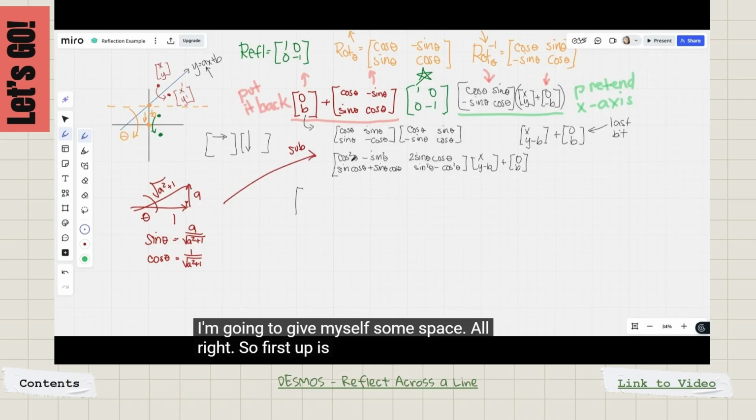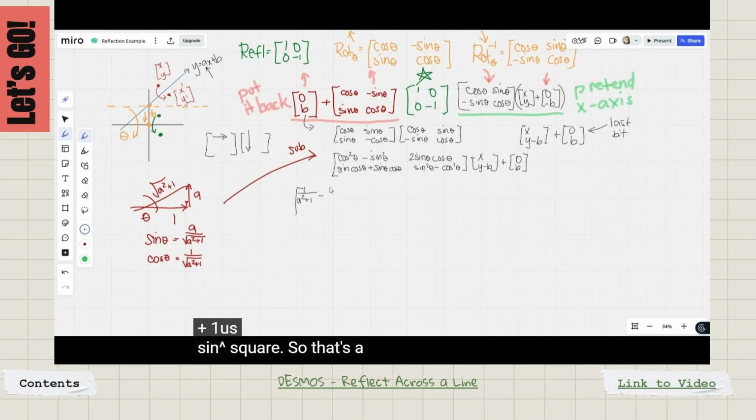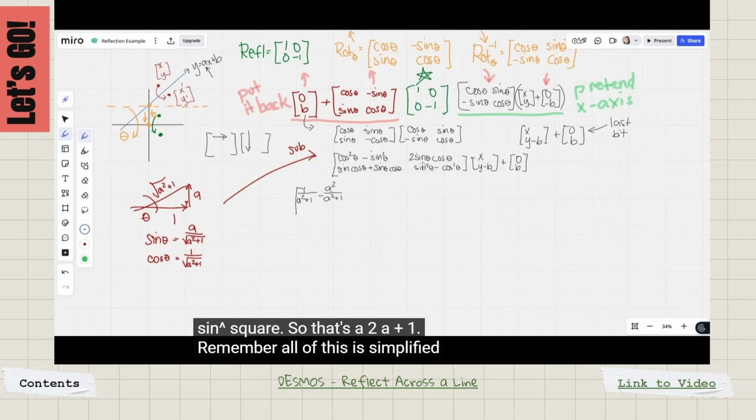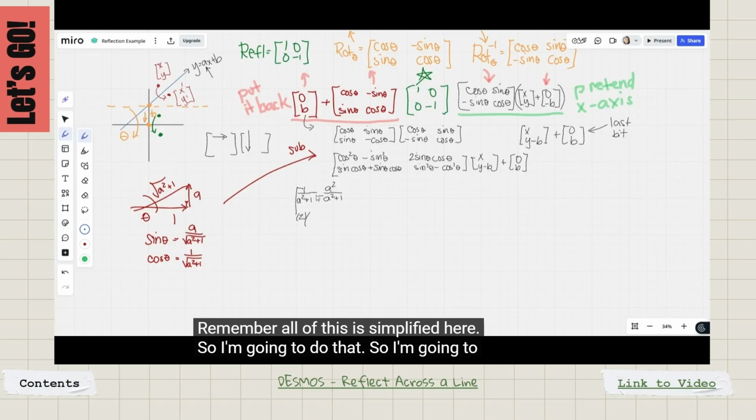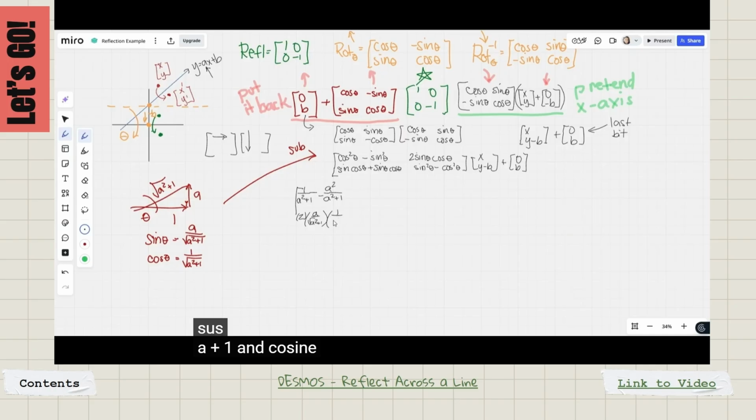All right, so first up is cosine squared. So I'm going to take this and square it. So I got 1 over a squared plus 1 minus sine squared. So that's a squared over a squared plus 1. Remember, all of this is simplified here, so I'm going to do that. So I'm going to get 2 sine, which is a over the square root of a squared plus 1, and cosine.